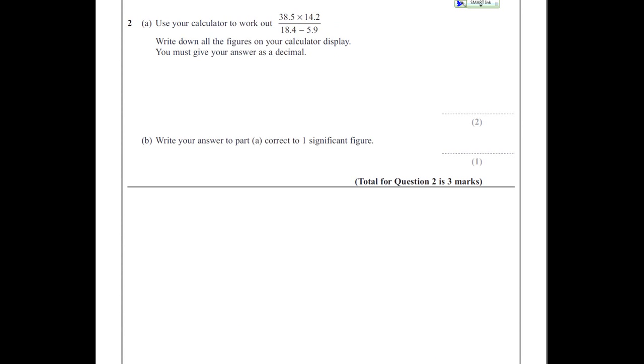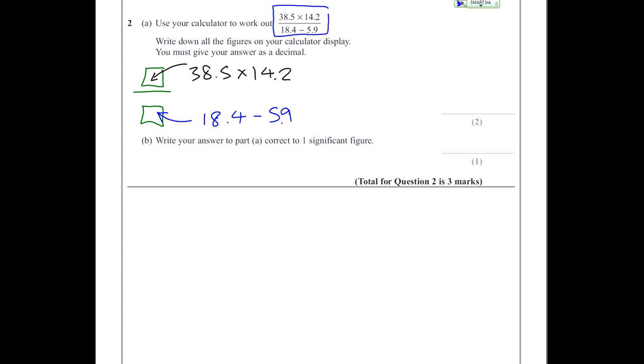Okay, question 2. Use your calculator to work out this calculation. Hopefully your calculator has got this fraction button on it. If it does, that means you can just type the top stuff into there and the bottom stuff into here. You should be able to get your calculator screen to look exactly like that. The calculator that I've got is the Casio FX83 GT. If you've not got that and you want a good calculator for GCSE Maths, why not get one?